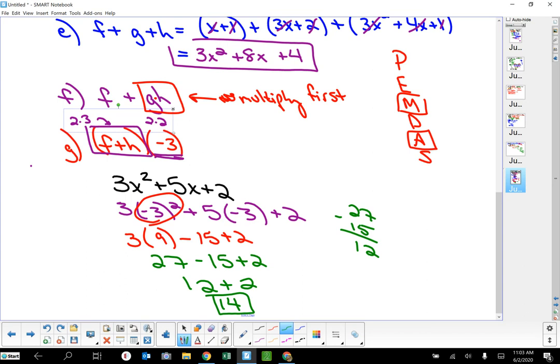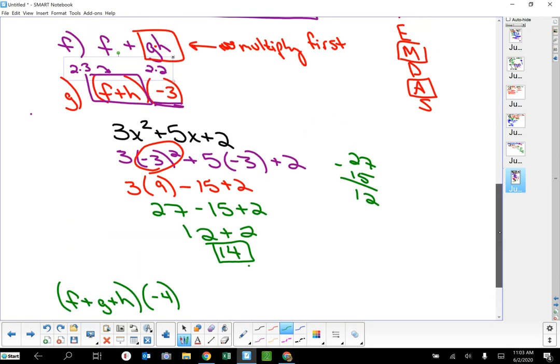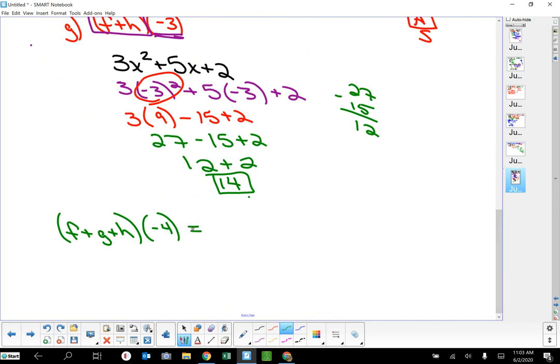So the answer to that would be 14. Okay, there's another one in this section: f plus g plus h of negative 4. All right, if you recall, we had f plus g plus h somewhere up here. This is E. f plus g plus h was 3x squared plus 8x plus 4.